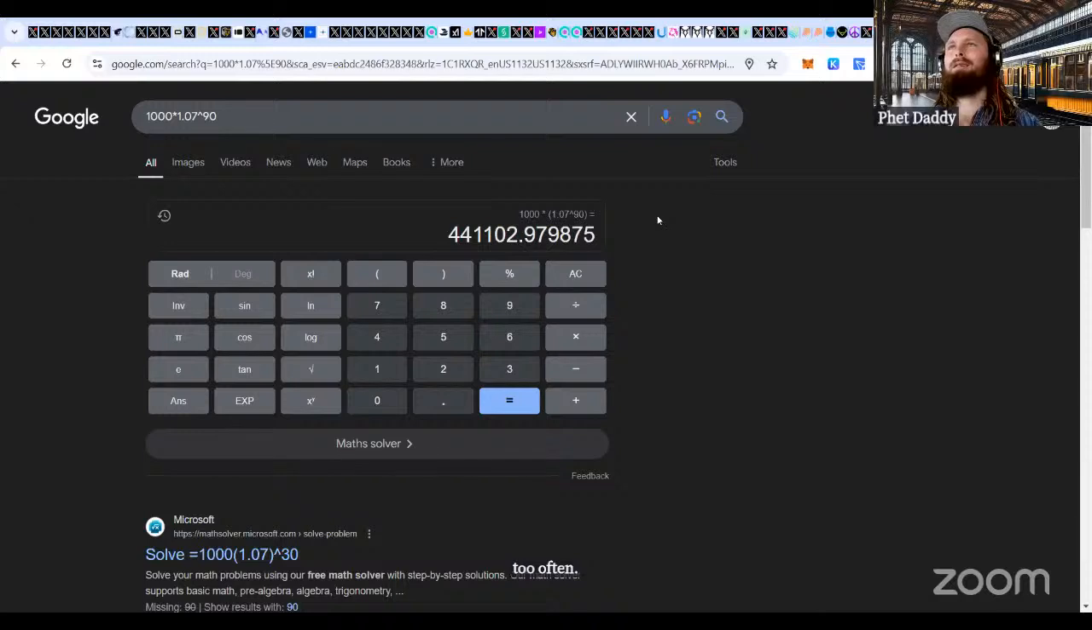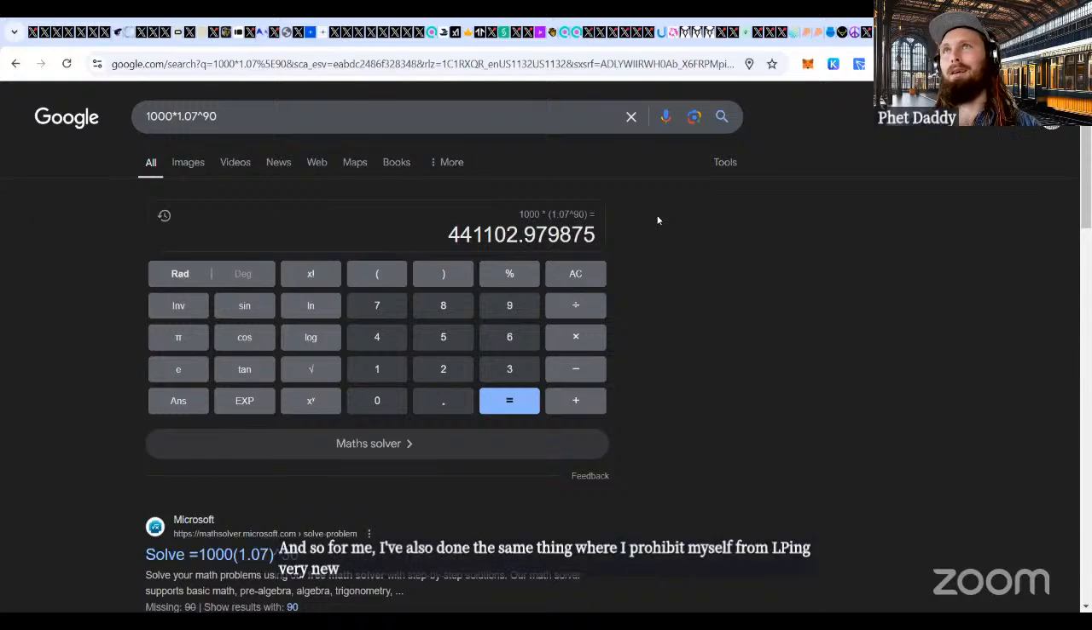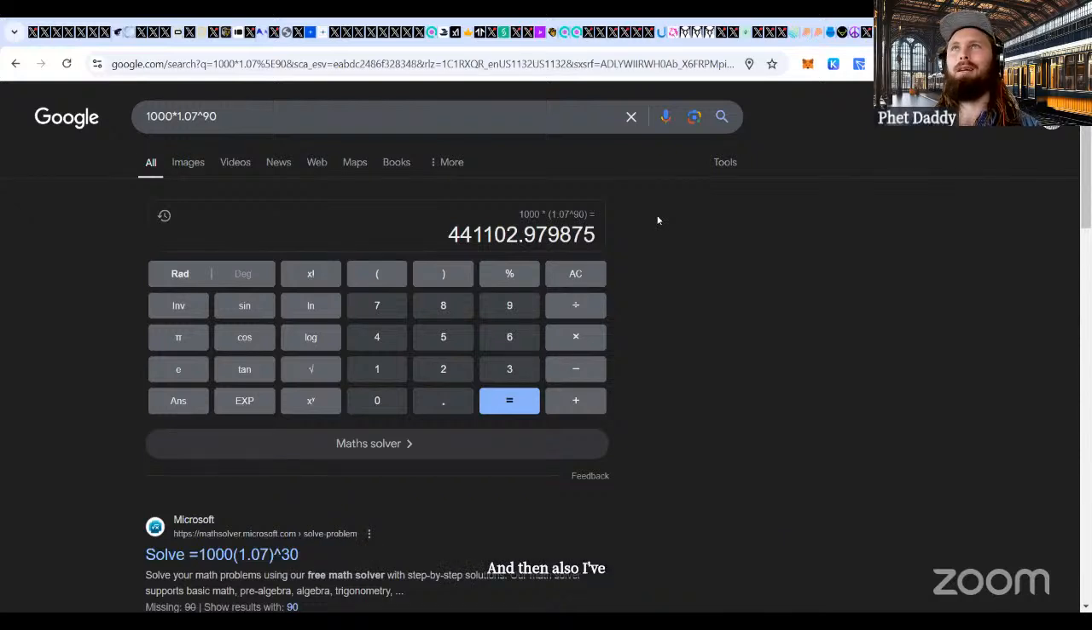Yeah, the biggest positive change in my profitability has been mitigating big losses. As you were saying, it's not hard to generate profits, but it's hard to accumulate profits over time if you take 50 to 70% L's. And so for me, I've also done the same thing where I prohibit myself from LPing very new coins unless I'm infinitely bullish on it. And then I've been implementing a pretty disciplined 20% stop loss. So no matter what, if I'm at a minus 20%, I close it.